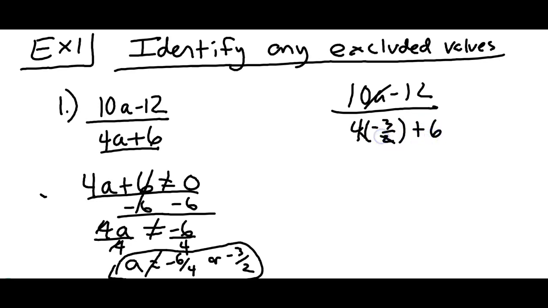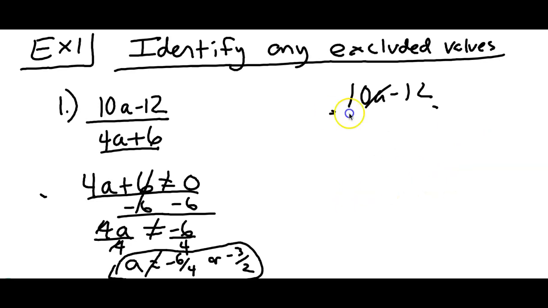Well, 2 would go into 4 twice, right? And 2 times negative 3 would be negative 6. And negative 6 plus 6 would be 0. And now I have a 0 in the bottom of my fraction. That's not allowed. Now, some of you said A can't be 0. Well, A can be 0. Let me show you why A can be 0.